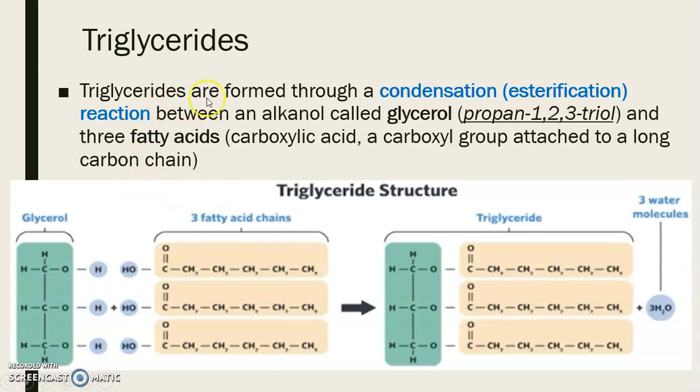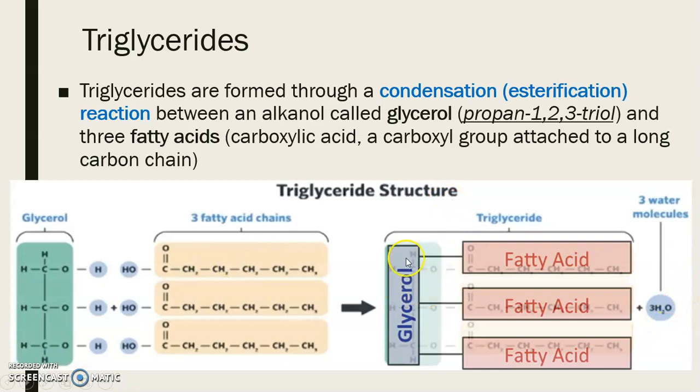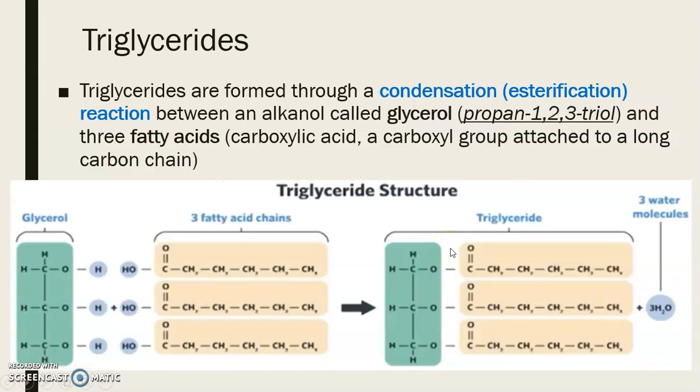Triglycerides are formed through a condensation reaction between an alkanol called glycerol and fatty acids. Glycerol has 3 carbons connected together with 3 hydroxyl groups. It's literally 1,2,3-propanetriol. You also need 3 fatty acids to go through a condensation reaction. Because you have 3 hydroxyl groups and 3 fatty acids, you will produce 3 water molecules and 3 ester linkages. So this is your glycerol, this is your fatty acids, and they are connected by that ester linkage in the middle.